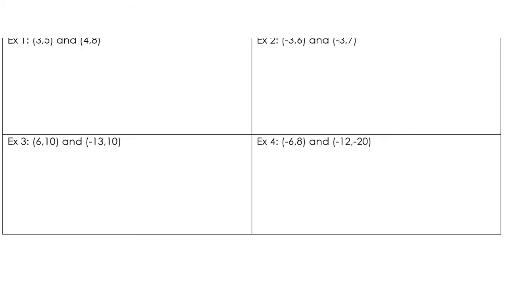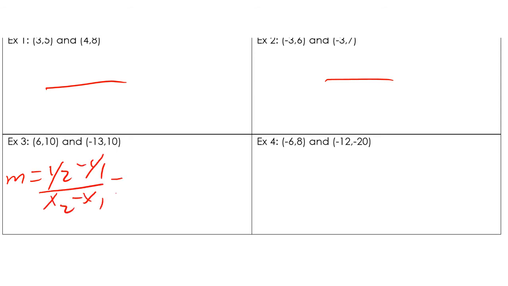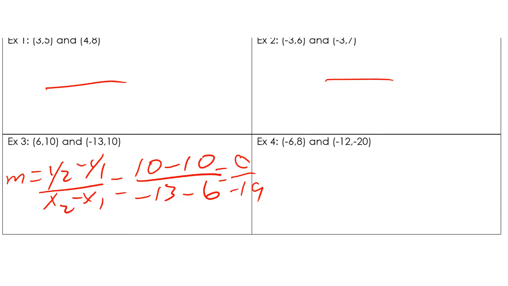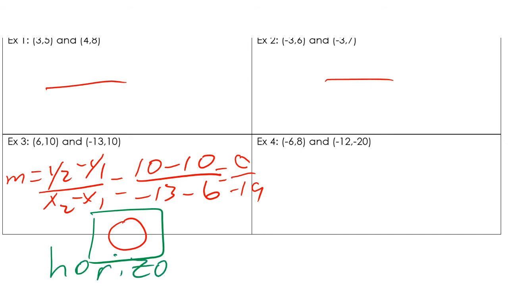All right, let's do a couple more examples. We already did these two. Let's see, m equals y2 minus y1 over x2 minus x1. So I get 10 minus 10 over negative 13 minus 6. 10 minus 10 is 0. Negative 13 minus 6 is negative 19. Not that it matters, because 0 divided by anything is 0. So here we have a slope of 0, and that is going to be a horizontal line.